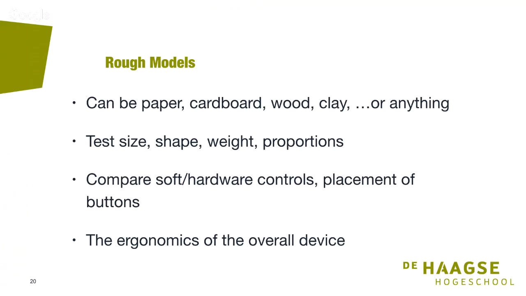So we have rough models. They can be made of paper, cardboard, wood, clay, anything actually, as long as they represent the idea that you want users to get. You can use them to test size, shape, weight, proportions of your final prototype.